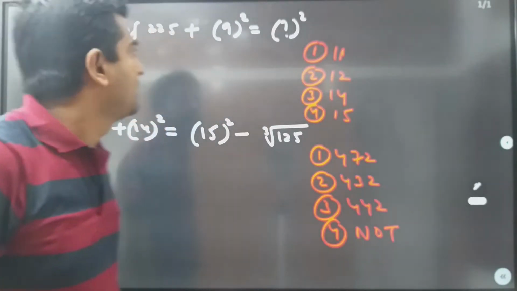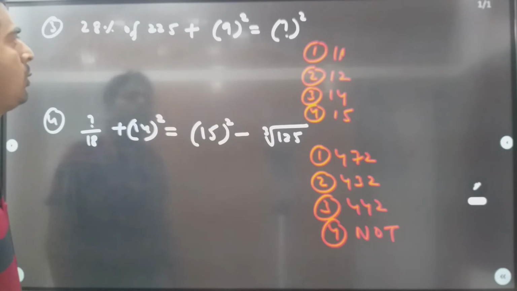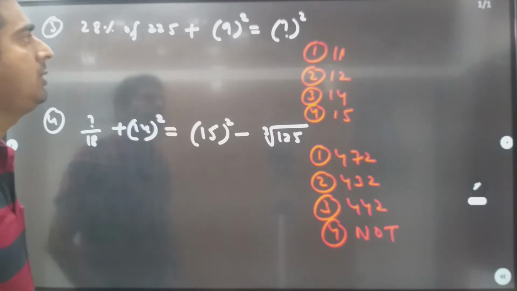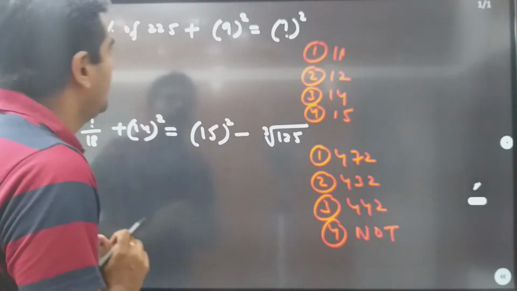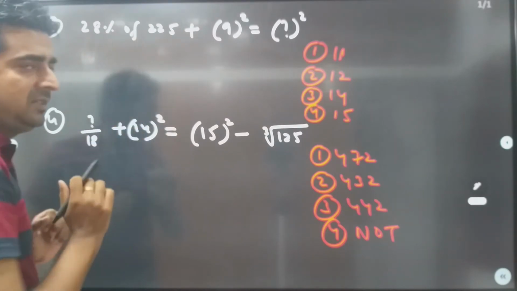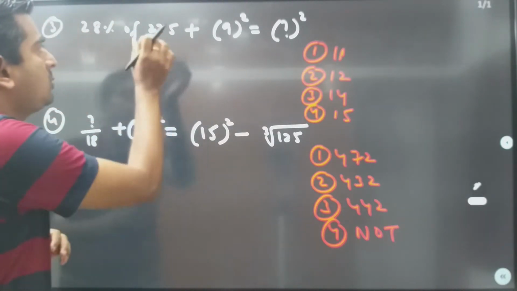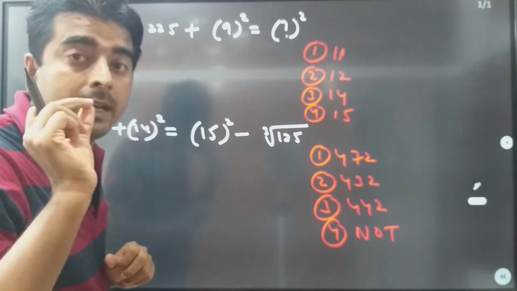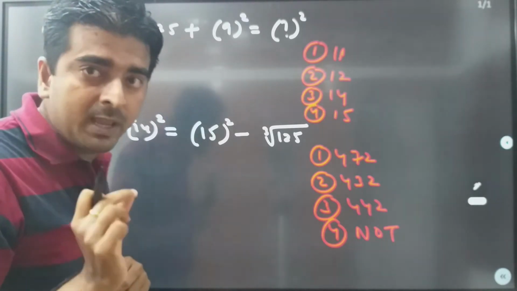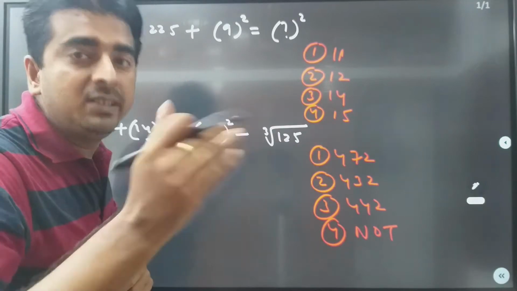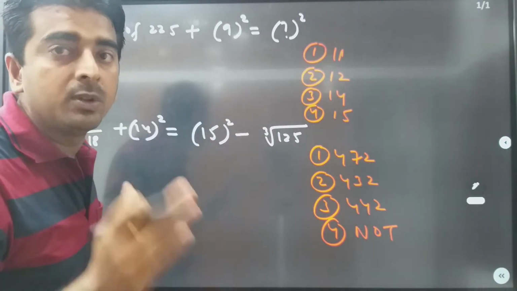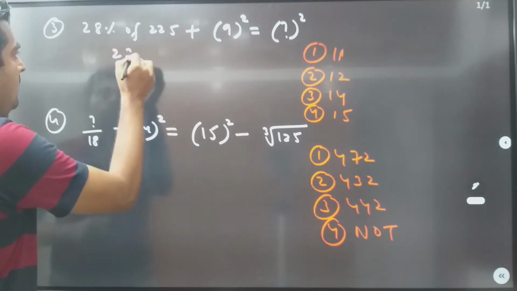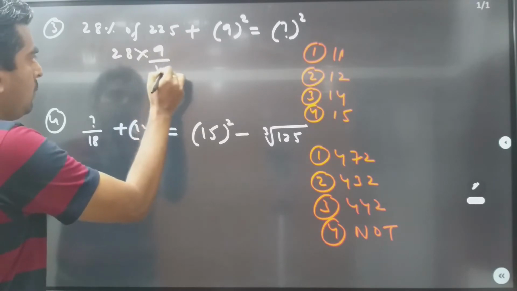Now we'll see the third one. 28% of 225 plus 9 square is equal to question mark square, right? A percent of B is equal to B percent of A. That means 225% of 28. What is the 225% fraction value? The 25% fraction value is 1 by 4. 25 nines are 225, so the 225% value is 9 by 4. So 28 into 9 by 4.